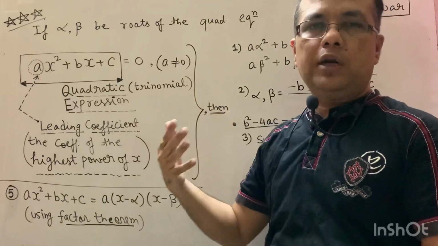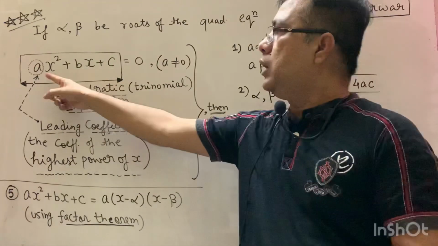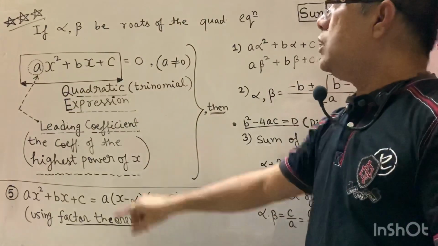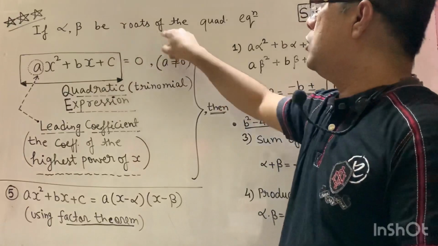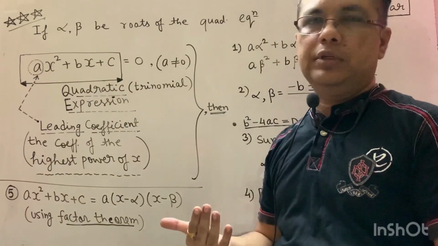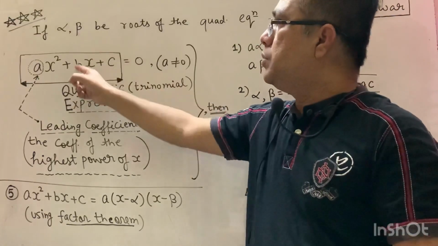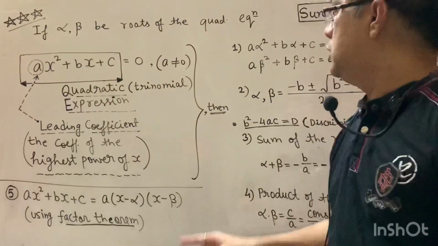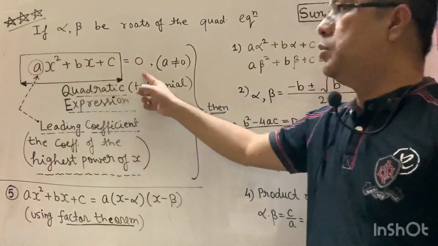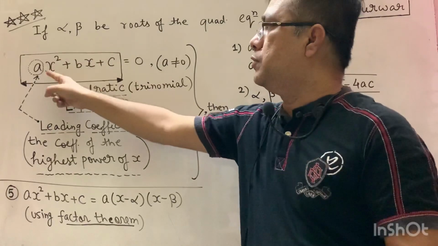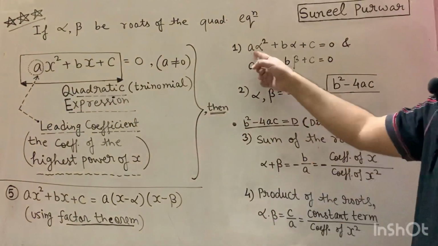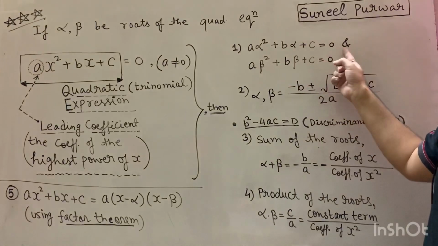So be clear, this is a quadratic equation in x. If you want to say a quadratic equation in y, what will you say? ay square plus by plus c. Alright. So if alpha and beta be the roots of this quadratic equation, what is the meaning of roots? They satisfy the equation. So the number alpha and number beta will satisfy the equation. So that is our very first point. That means if you put x is equal to alpha, this equation will be satisfied. So put x is equal to alpha. What do you get? a alpha square plus b alpha plus c equal to 0.